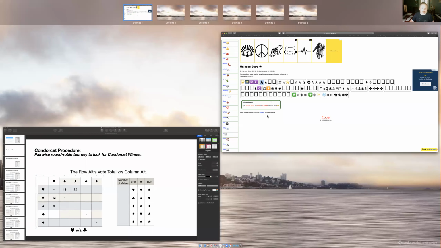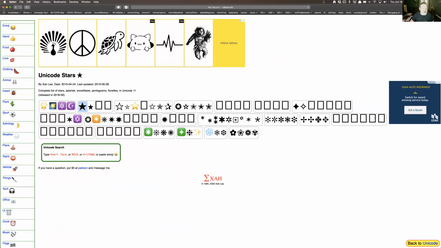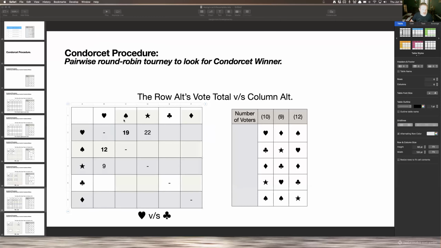Whoa, what in the world? Oh, I was looking for images to find these different symbols.